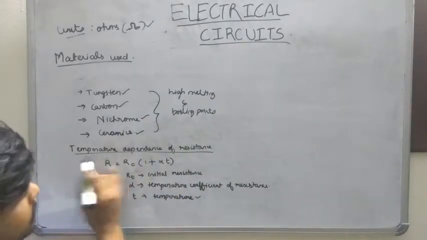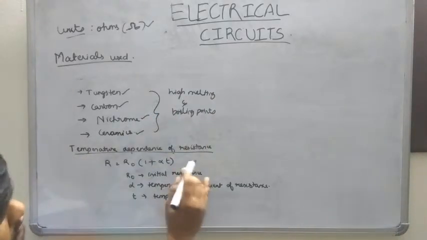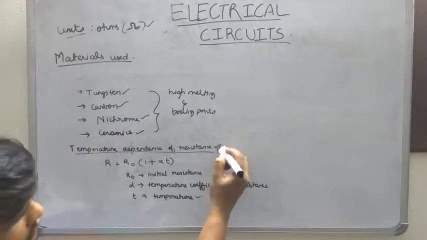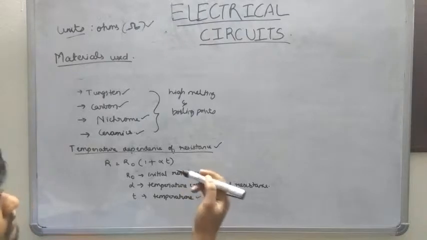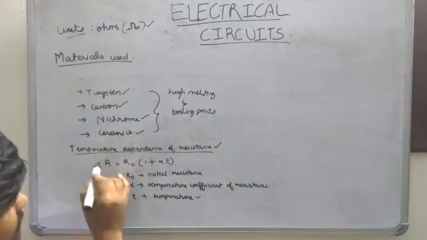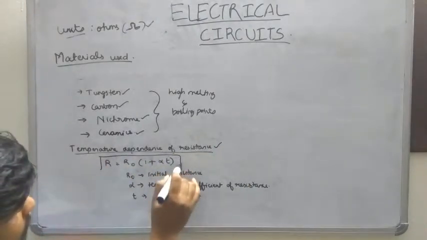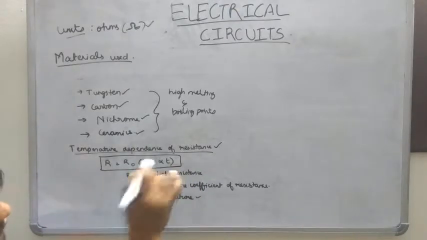And now we'll talk about the temperature dependence of resistance. Resistance does depend on temperature. Whenever there is a variation in temperature, the resistance also varies, and this variation is given by the formula R equal to R0 into 1 plus alpha T.